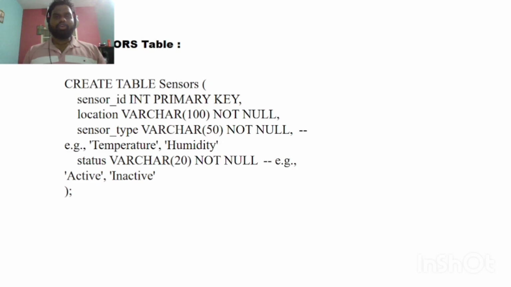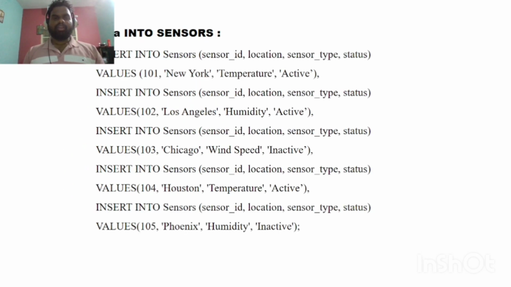Next is about creating the sensor table. Create table sensors. Sensor id, it is a primary key, and location, it should be not null. Sensor type, it should also be not null. And status should also be not null, and active or inactive. And this is the data that we are inserting into the table.